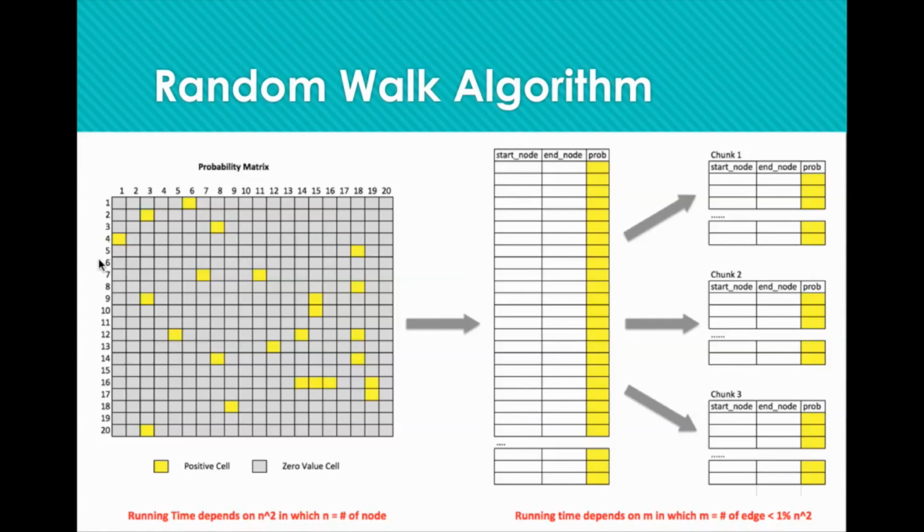The problem is that the probability matrix has a lot of empty cells because most of the nodes are not connected. If we use the traditional matrix calculation to implement the random walk algorithm, the running time depends on n squared, in which n equals the number of nodes. In this case, the algorithm has to go through all the cells in the probability matrix, but since most of the cells in the matrix are 0 and do not contain any information, it wastes a lot of computational resources. So the solution is to compress the matrix into a 3-column array, where the first two columns indicate the starting node and the ending node, and the third column represents the probability. So each record in this array contains information.